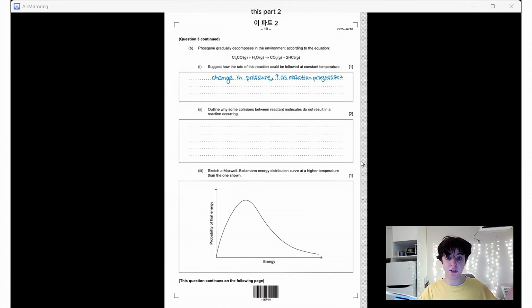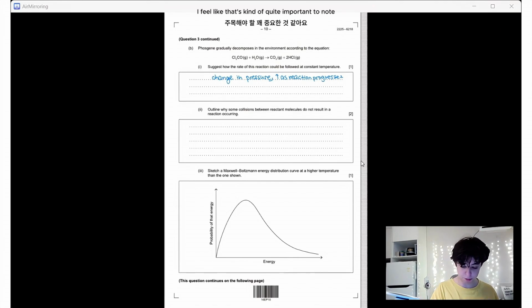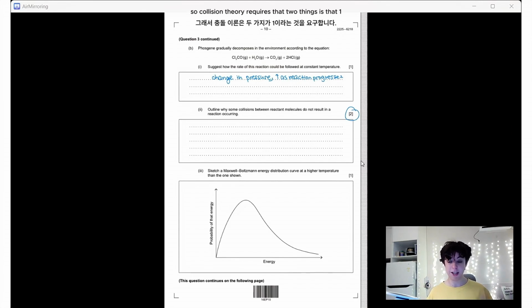Okay, so this part 2 is to outline why some collisions between reactant molecules do not result in a reaction occurring. And so there's 2 marks for this. I feel like that's quite important to note. And so this is collision theory. So collision theory requires 2 things: 1, reactant particles collide with energy that is greater than the activation energy, and 2, that they collide with the correct mutual orientation. People forget the orientation, but it's important. Orientation, don't forget it. Okay. And so those 2 marks directly correlate.